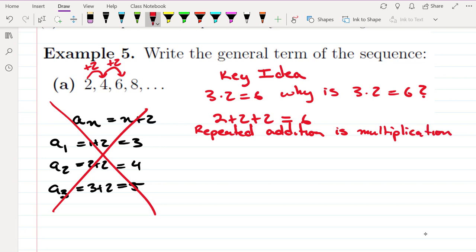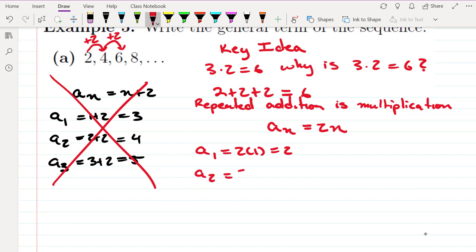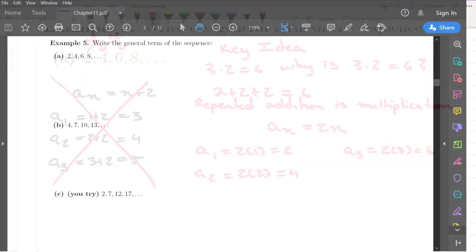So if we're repeatedly adding the number 2, what we really have is a sub n is equal to 2 times n, or 2n. Now if we check, a sub 1 is 2 times 1, which is 2. A sub 2 is 2 times 2, which is 4. And a sub 3 would be 2 times 3, which would be 6. All right, let's take a look at our next example.